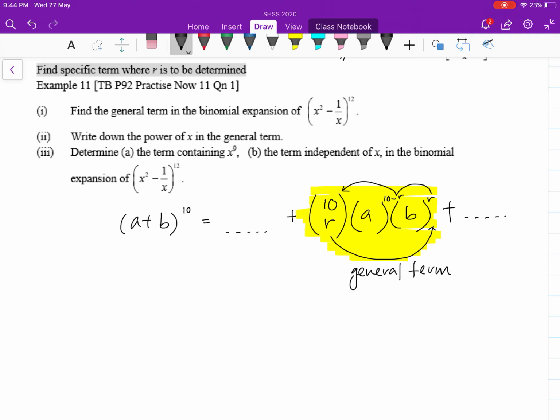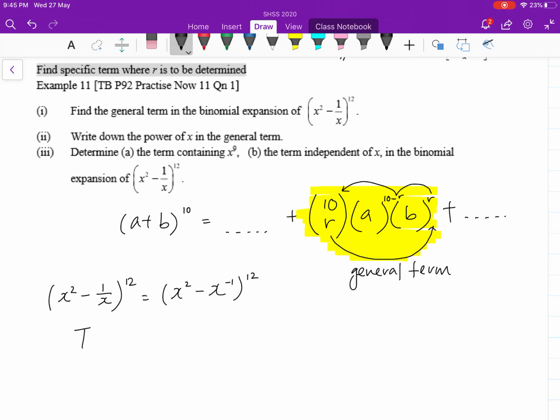Alright, so when you read the question, it says find the general term in the binomial expansion of (x squared minus 1 over x) to the power of 12. That's what we are going to do. I'm going to rewrite this in indices. It's going to look like this: (x squared minus x to the power of minus 1) to the power of 12. Now, what is the general term here?